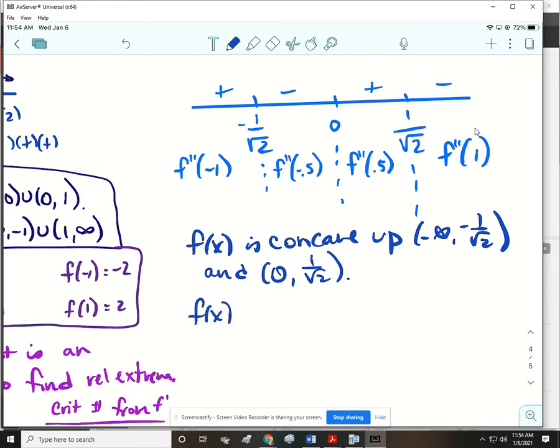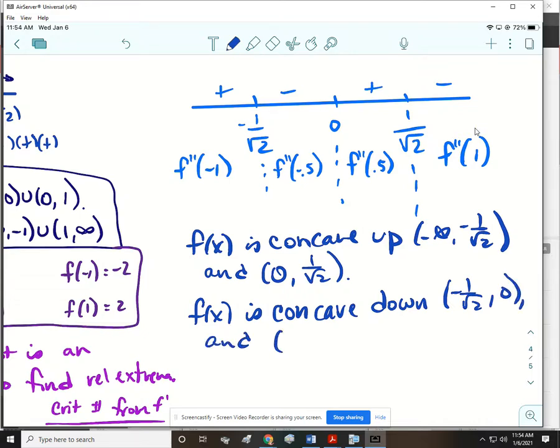And then f of x is concave down whenever the second derivative is negative, which is going to be from negative 1 over the square root of 2 to 0, and 1 over the square root of 2 to infinity.